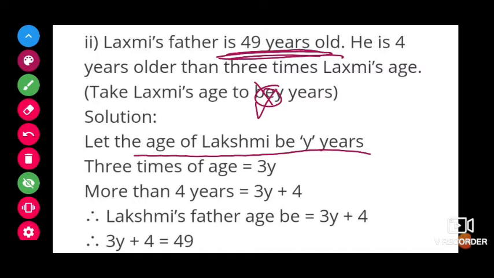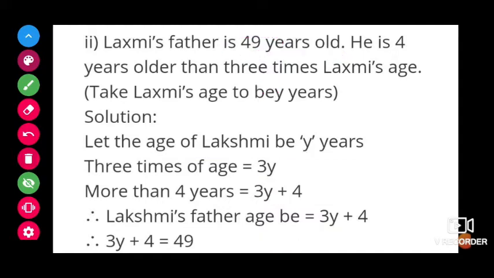So 3 times the age means 3 into y, plus he is 4 years older than 3 times the age. So 3y plus 4 is equal to the total years of him. What is the age of Lakshmi's father? 49. So we can equate this: 3y plus 4 is equal to 49. Yes, that's the equation. Okay. Next, children.